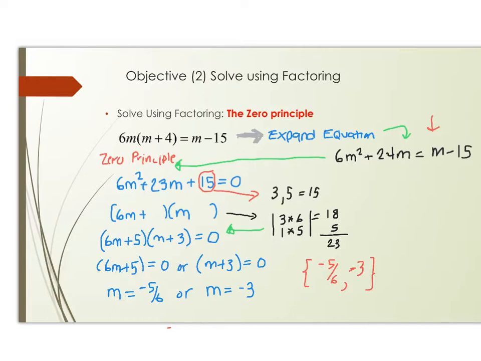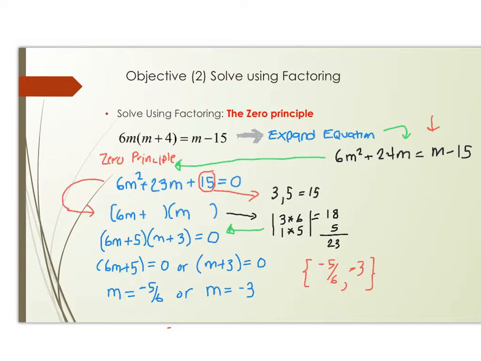In using the zero principle, we're moving all of the variables over to the left side of the equation. When we do that, we combine like terms. We get 6m² + 23m + 15 is equal to 0. And we notice that in fact we can bring this equation into two factors.